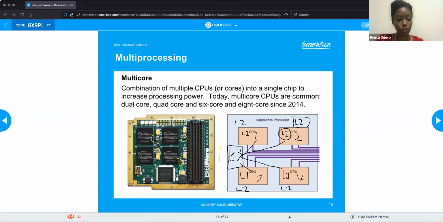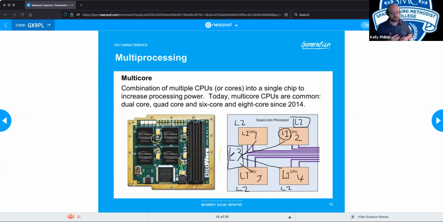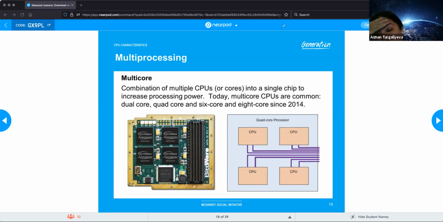Thank you. No problem. Any other questions with regards to the 3 levels of cache memory? Sorry, Mr. Kelly. What's the purpose of these caches? L1, L2, L3, and L4.